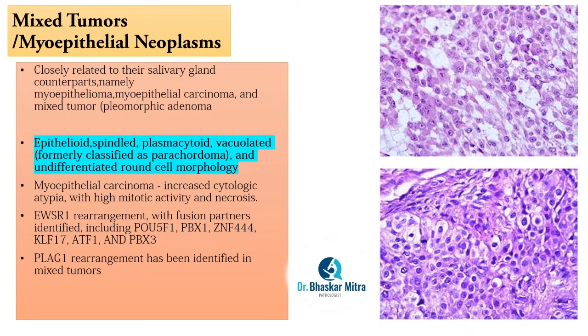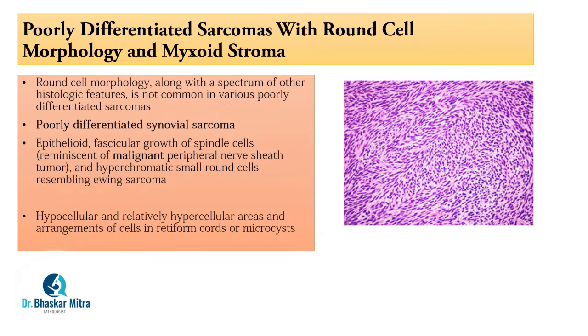Next, one of the rare tumors is the mixed tumor or the myoepithelial neoplasm. They show a close resemblance with the myoepithelioma or the myoepithelial carcinoma of salivary gland origin. These myoepitheliomas are usually tumors of non-extra soft tissue origin. They show the typical EWS rearrangement in some cases and PLAG1 rearrangement in these tumors, and they show the characteristic epithelioid cells with the presence of a chondromyxoid matrix around these tumor cells.